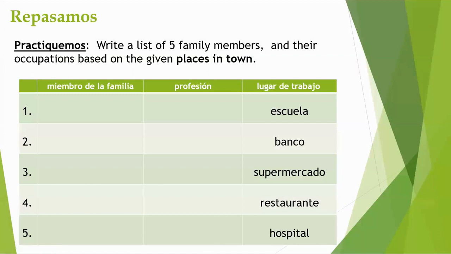All right. Write a list of 5 family members and their occupations based on the given places in town. So you have family member, you have profession, you have place of work. So just think of, again, you could put any 5 family members, put where they work, and put, if lugar de trabajo is escuela, what profession would that person have? Uzziah, they will be a teacher. Okay, so right. You can put teacher.